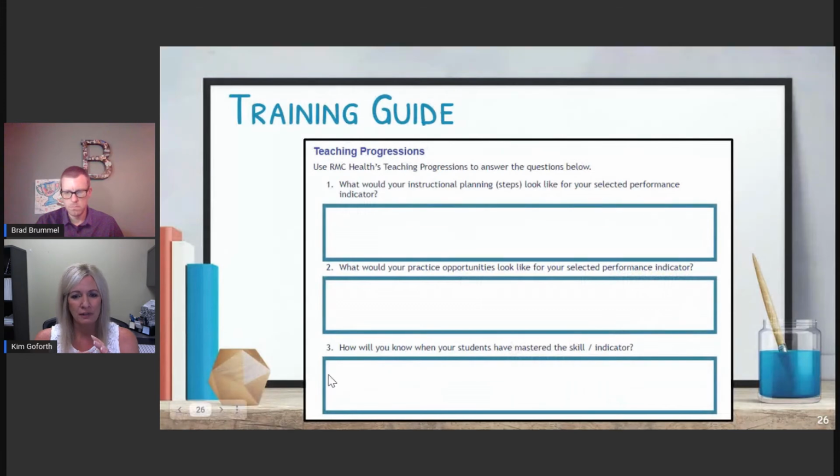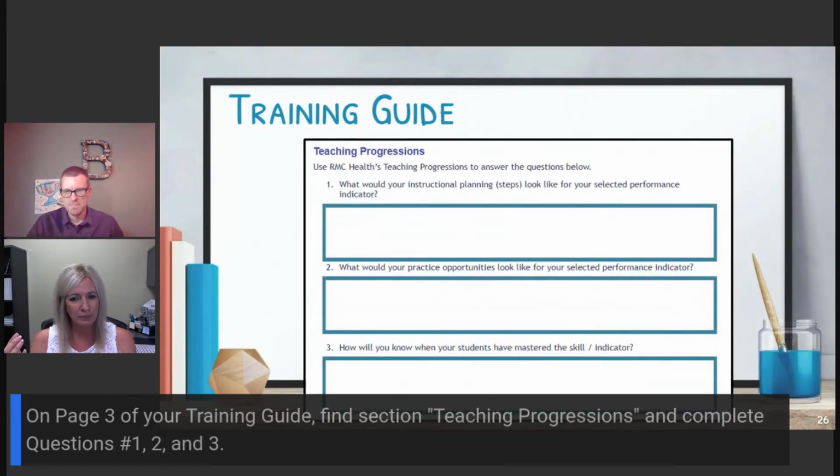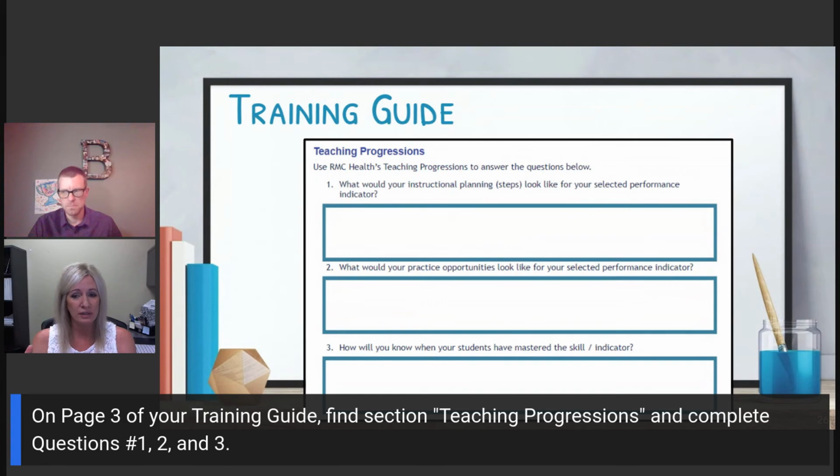Now it's your turn to kind of think through that instructional planning process, and then where are you going to give students that chance to practice truly at that verb level. So your turn in your training guide. Look at your instructional planning steps. What would that look like? Look at the performance indicator and how you can get practice opportunities. And then the key question is, how will you know when they've mastered that particular indicator? And you may have 2, like Brad and I had multiple. So think through that process for the indicator or indicators that you chose earlier in the training and get to work in your training guide on page 3.